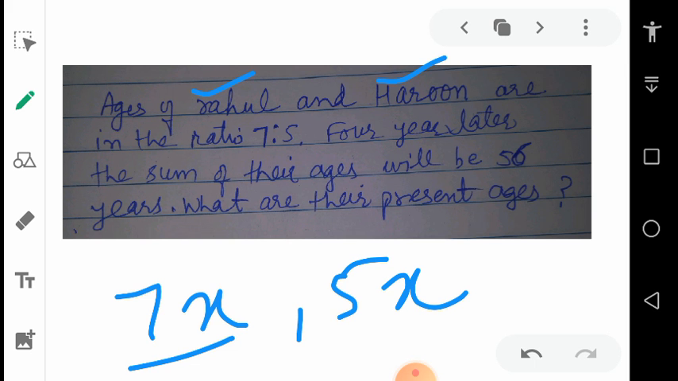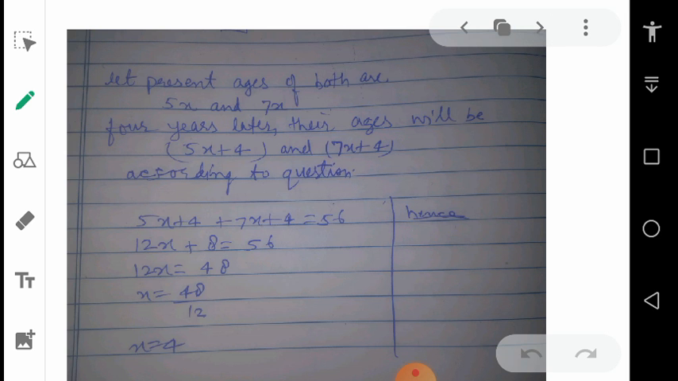So this is the second condition, 4 years later. As you know, 4 years later means after 4 years, and after 4 years both will be elder, not younger. So we will add 4 in both the ages. Hence we assume that the present ages are 5x and 7x. Then 4 years later their ages will be 5x plus 4 and 7x plus 4.